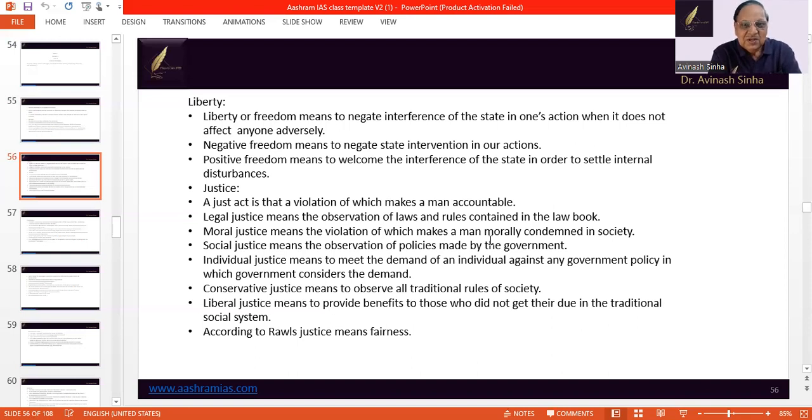Conservative justice means to observe all traditional rules of society, and liberal justice means to provide benefits to those who did not get their due in the traditional social system. According to Rawls, justice means fairness.